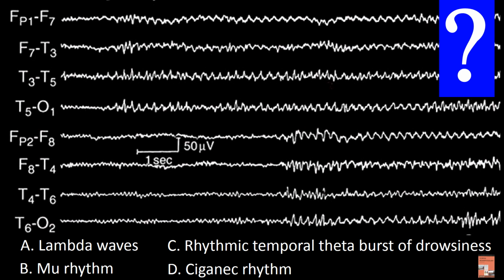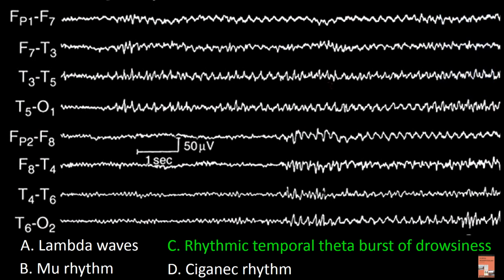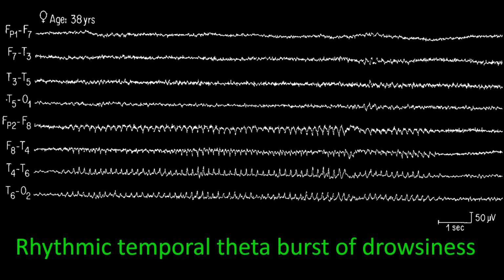Next question. Please look at this frame and choose the best answer. A. Lambda wave. B. Mu rhythm. C. Rhythmic temporal theta burst of drowsiness. D. Zeigarnik rhythm. The answer is C. As we mentioned, rhythmic temporal theta bursts of drowsiness last longer than 1 second, and as shown in this case may be asymmetrical. Notice the sustained frequency and morphology in this example.